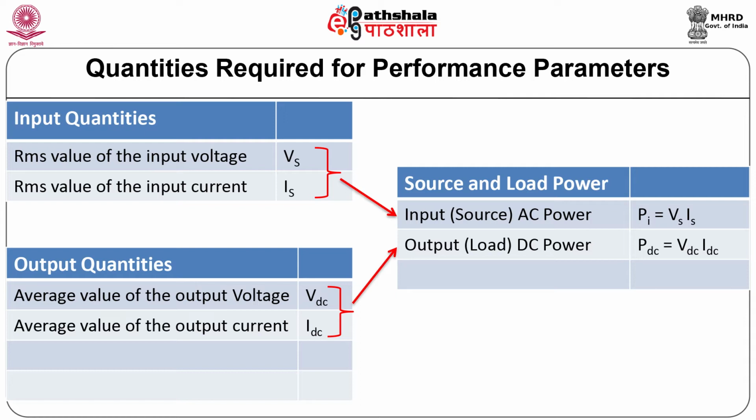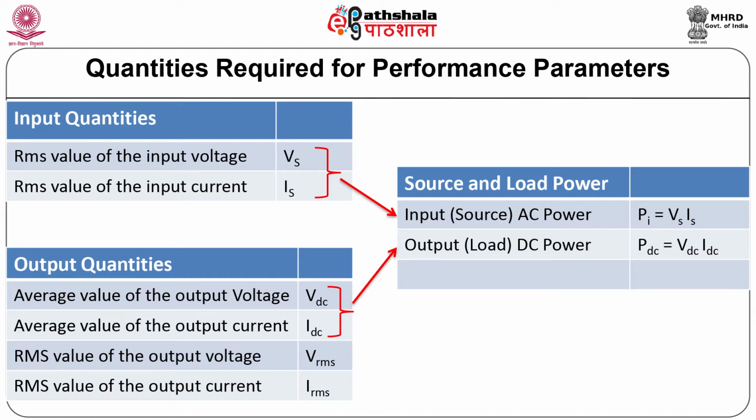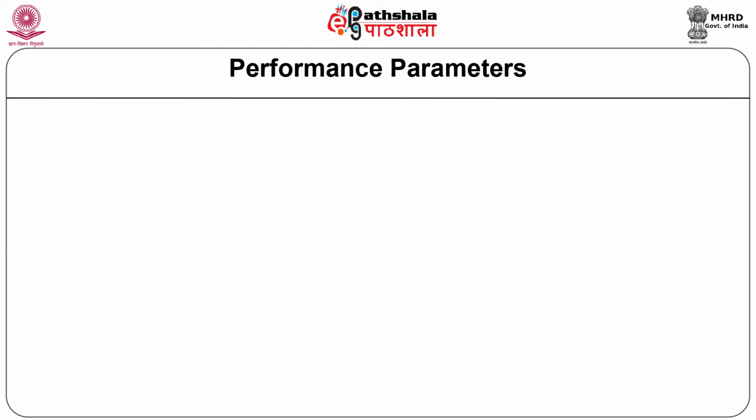So therefore, one has to determine the RMS values of those. From these waveforms, one can determine the RMS value of voltage and current. From this, we will know about the output AC power. From these 6 quantities, we can determine most of the performance parameters. So we will define first the performance parameters.